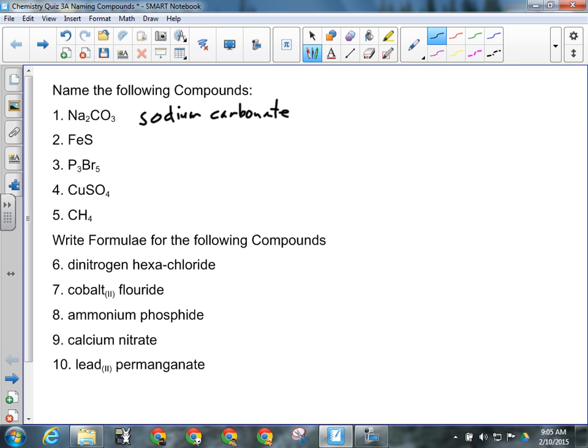Alright, next one here, we've got iron, and we've got sulfur. Now, the problem with this is that iron has more than one possible charge, which means its name is going to need what in it? Roman numerals. Okay, so this is going to be iron sulfide, but we've got to figure out which iron it is. So we go back and we look at the non-metal. Sulfide is always -2. Since there's only one iron here, it must be +2. So this is iron 2 sulfide.